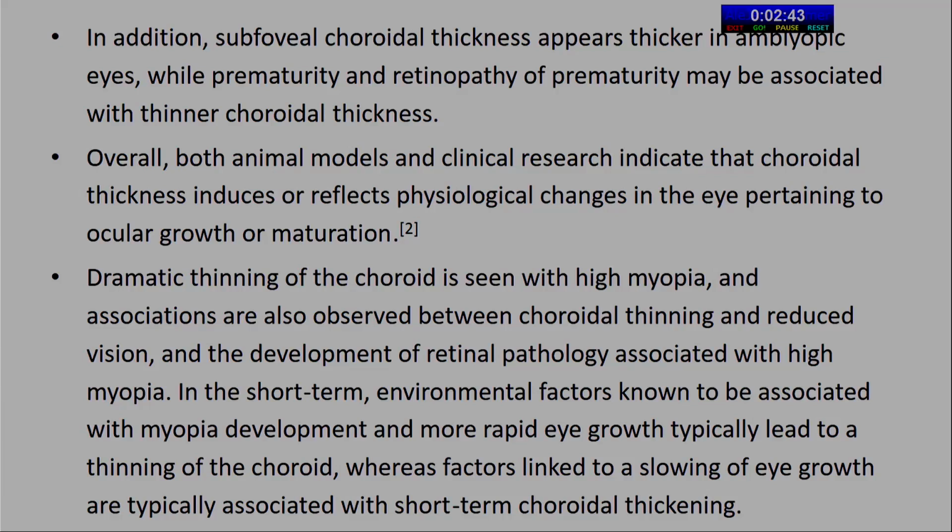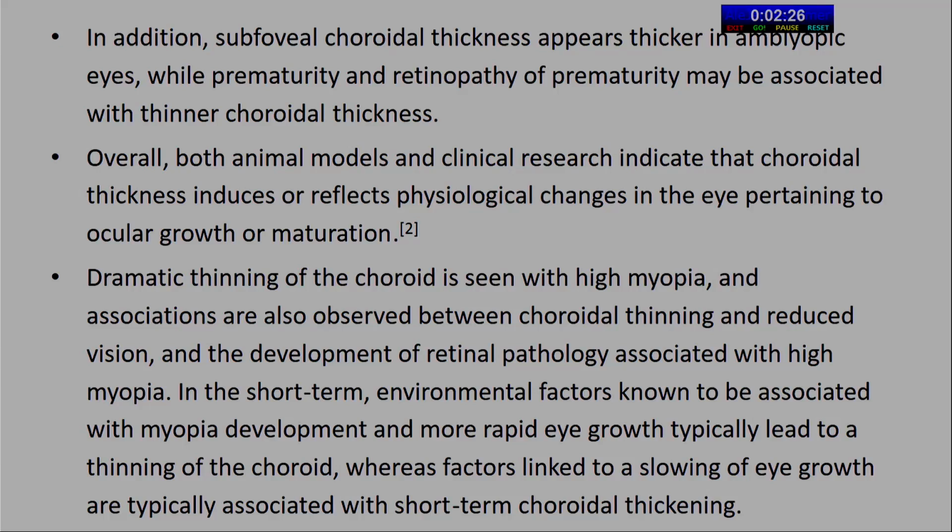Overall, both animal models and clinical research indicate that choroidal thickness induces or reflects physiological changes in the eye pertaining to ocular growth or maturation. So there is dramatic thinning of the choroid in high myopes, and associations are also observed between choroidal thinning and reduced vision and the development of retinal pathology associated with high myopia.